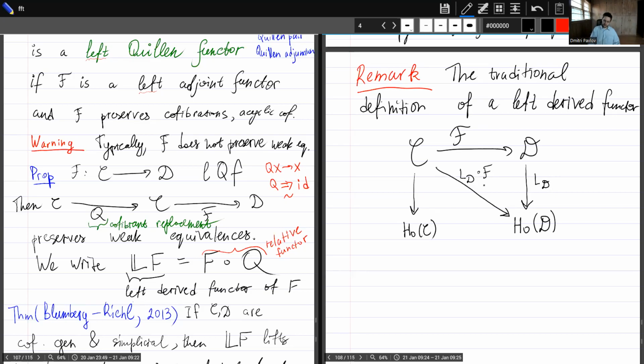If we have such a diagram, so two functors with the same domain, we can construct a left Kan extension of this composition with respect to this localization morphism of C. The result will be a functor between the homotopy categories, so that's the traditional definition of LF.